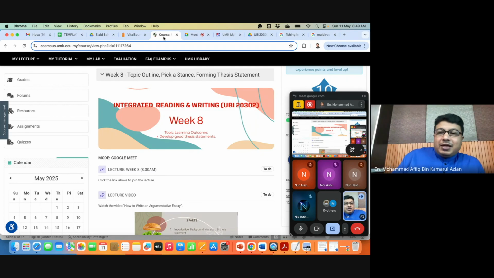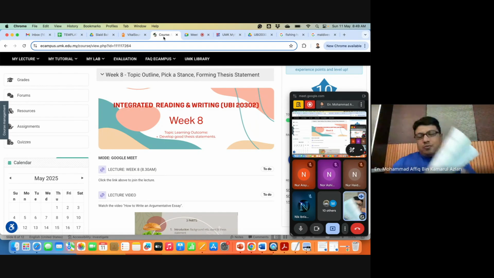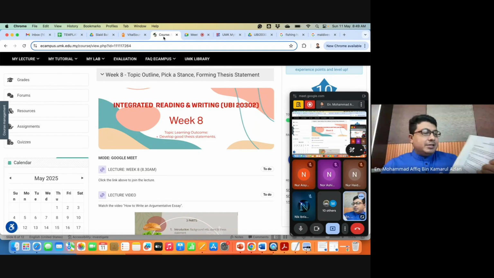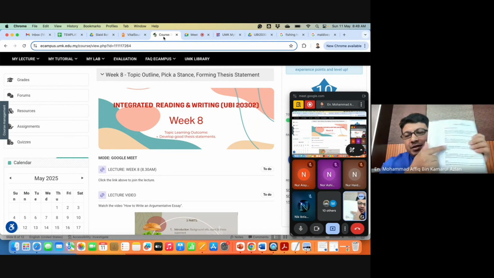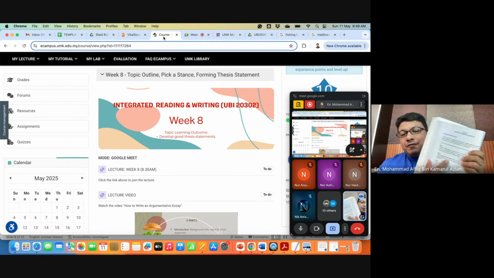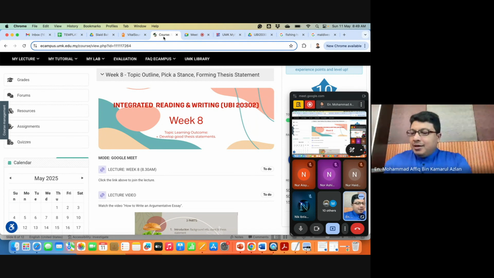So the first thing that you have in your introduction paragraph is the hook sentence. So back to page 98. The second thing that you have is the background information. So you pay attention to this lecture. When you write the hook sentence, you have to imagine, when people read your hook sentence, they want to finish reading your essay.